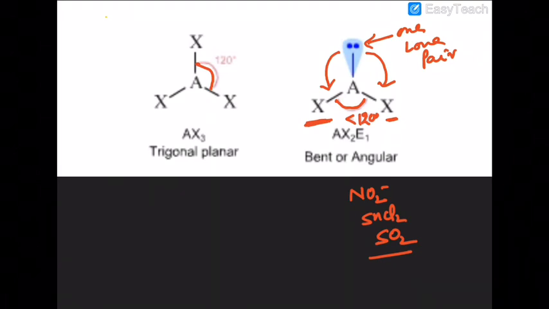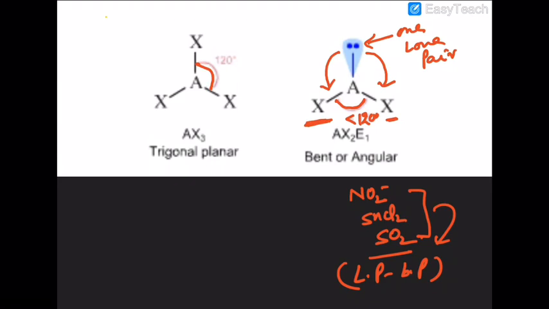The bond angle is not 120 but less than that. Due to what? Lone pair. So there is lone pair, bond pair repulsion. In all 3 cases, the bond angle is not 120, the reason being the presence of lone pair. So there will be lone pair, bond pair repulsion, and that will cause the distortion in the molecule and it will become bent or angular in shape.